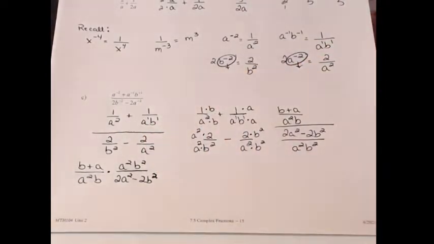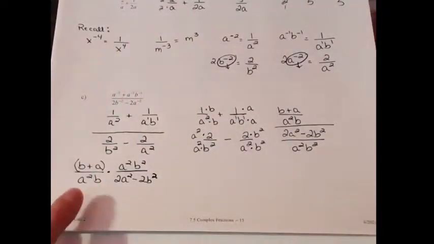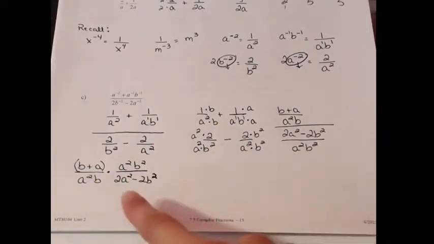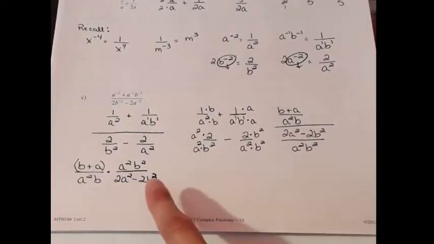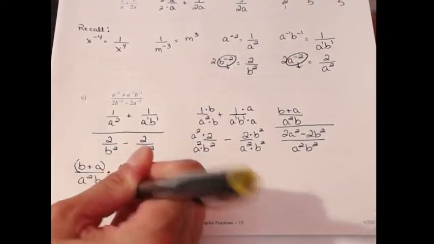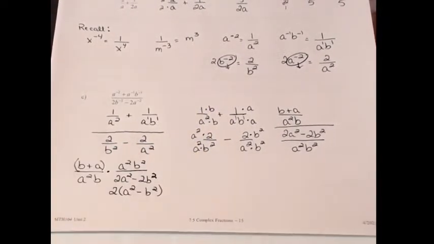Before we reduce or cancel or anything, we have to factor completely. I want you to notice that b plus a is set. We're good. a squared b, we're good. a squared b squared, we're good. 2a squared minus 2b squared, no, we can factor. The first step of factoring is GCF, so I'm going to take out the 2 from both terms.